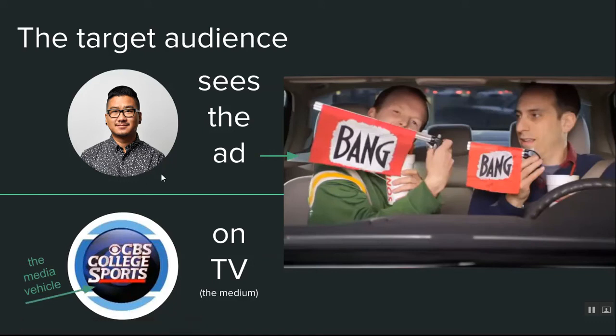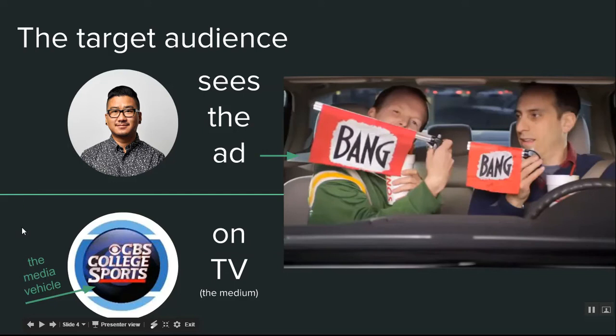A medium is the entity that conveys the message. We also call this the media vehicle or the media outlet. It's the specific place where the ad appears. So Sports Illustrated, the magazine, would also be a media vehicle for the advertisement airing it.